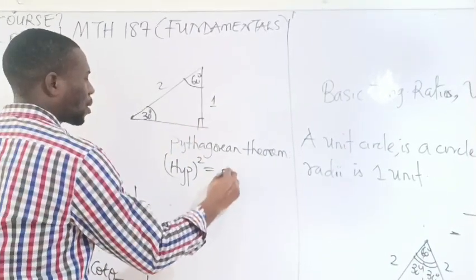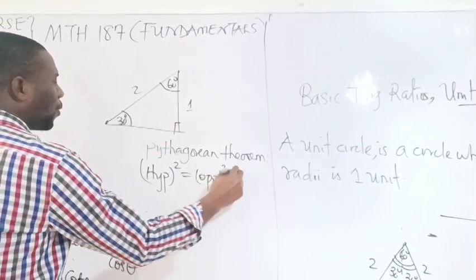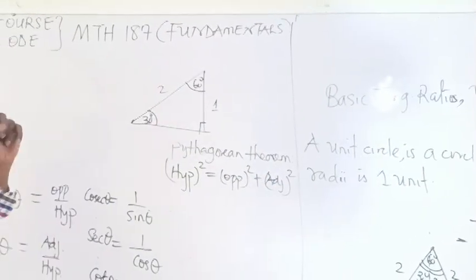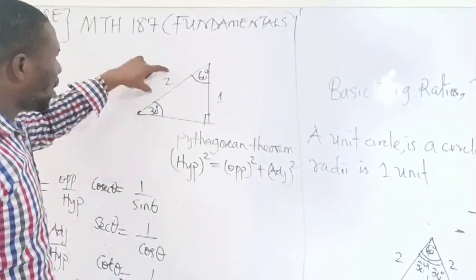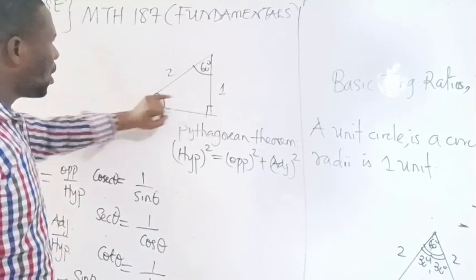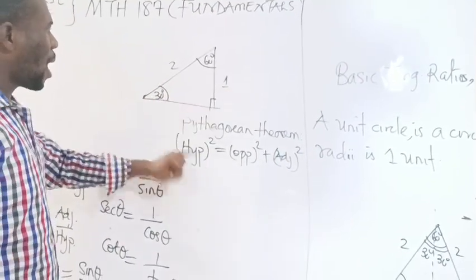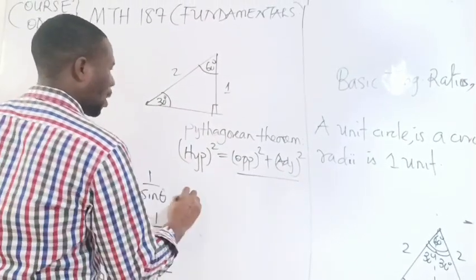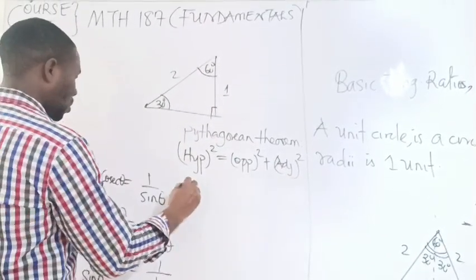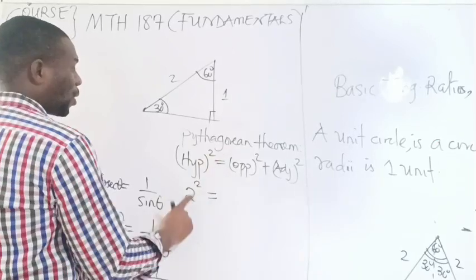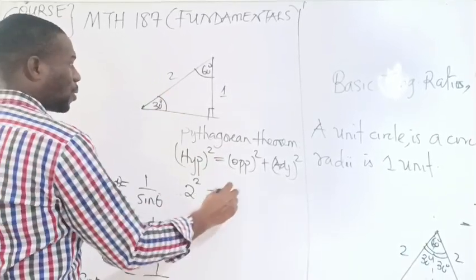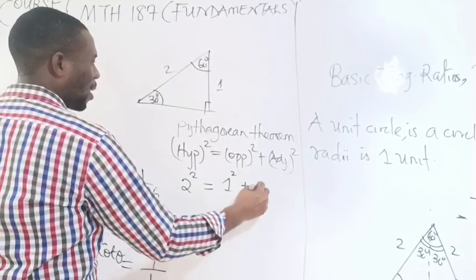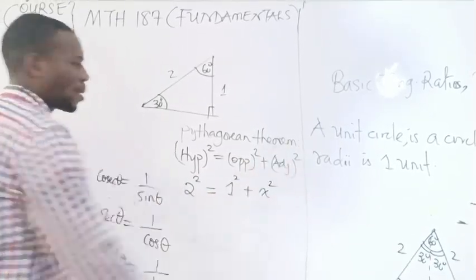So you are free to call one side opposite, take the square of it, plus the other side, you are free to call that the adjacent side. So the hypotenuse here is a 2, so this is the opposite side, and I'm looking for the adjacent side. Let me stick in the values first. Hypotenuse is 2 raised to power 2, opposite is 1 raised to power 2, then I don't really know what the adjacent side is, and you are free to call this x. It's carrying the power 2.